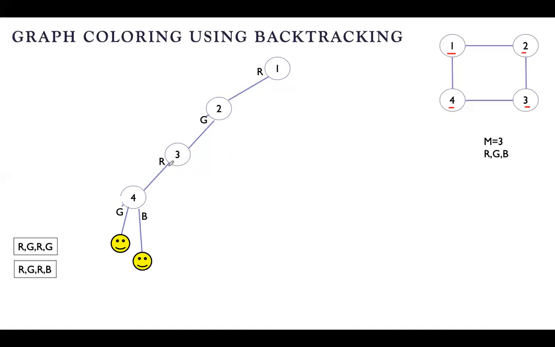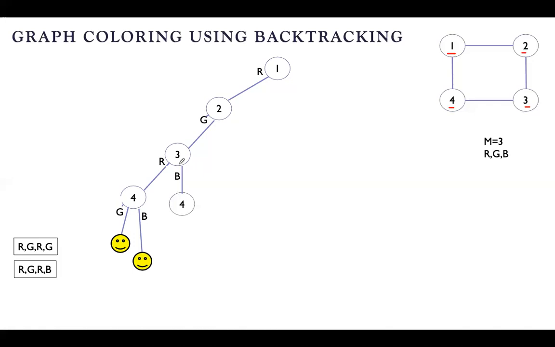For vertex 3, we have tried R. Next we have to try green. Okay, assign green to 3. When you assign green to 3, vertex 2 is also assigned green. For 3 you cannot assign green, they are adjacent. So green is not possible. Next, assign blue. Okay, these two, blue is possible. There is no problem with blue.